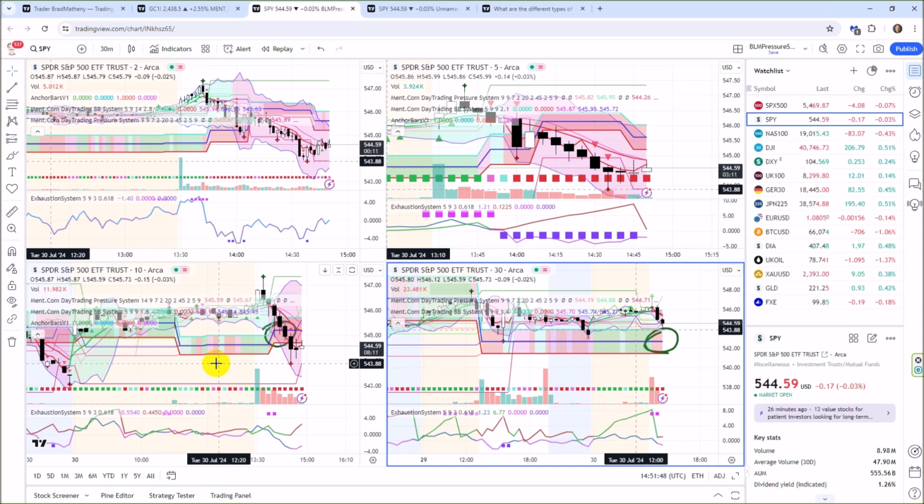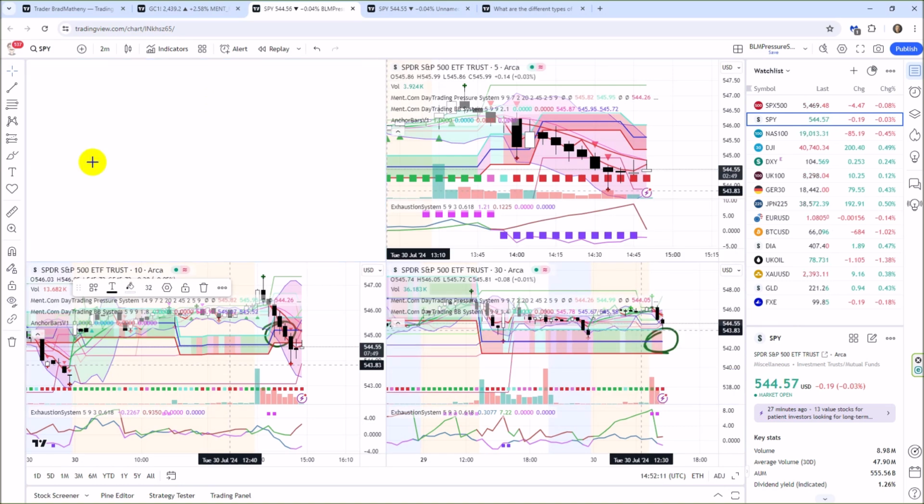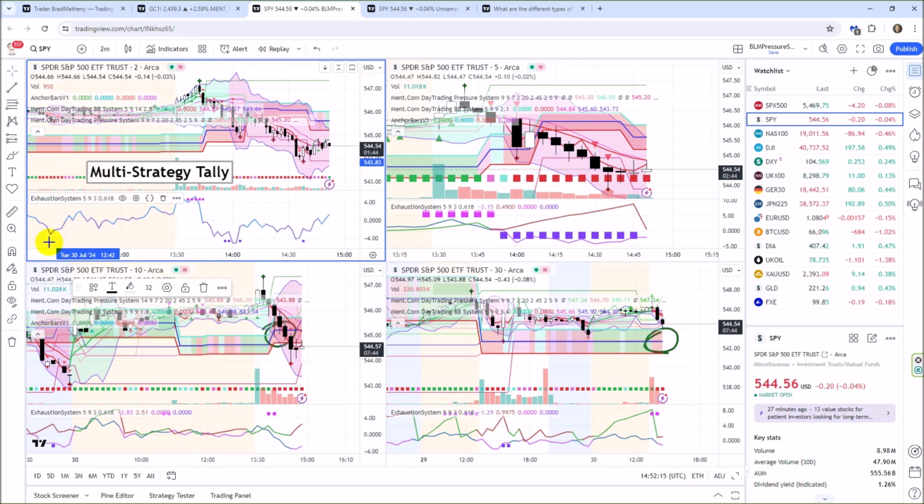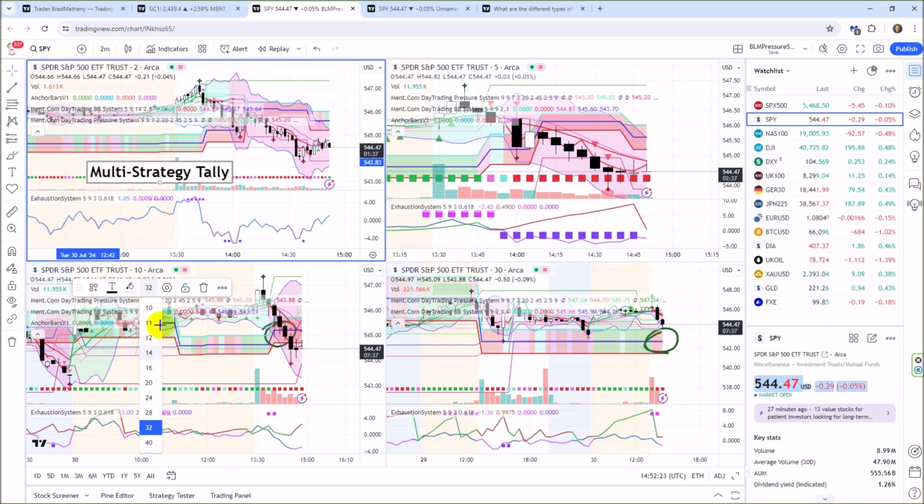So when you ask me, are we doing this, or is it bullish or bearish, I want you guys to be able to do it. And this is kind of how I do it. I create what's called a voting system, or essentially a multi-strategy tally. It gives you the ability to see different components.